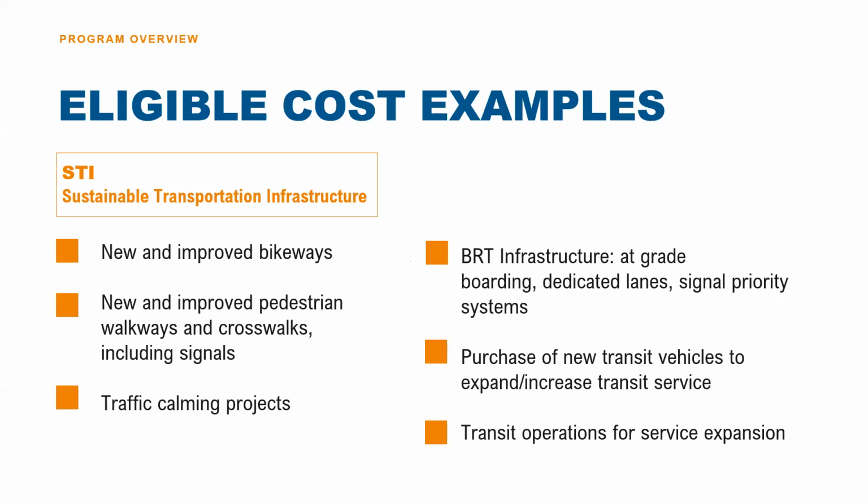Now, let me give you some examples of the STI eligible cost category. Notice that eligible costs include active transportation improvements as well as new public transit improvements. For most cities, this category helps to implement facilities identified in bicycle master plans or mobility elements of the general plan, for example. In particular, complete streets can be implemented using ASIC to construct or upgrade bikeways and build or improve sidewalks with traffic calming measures.